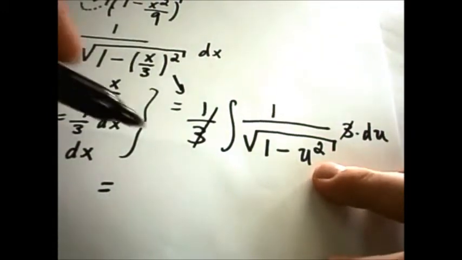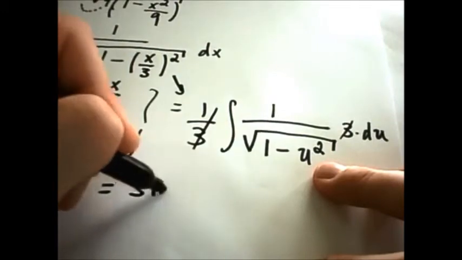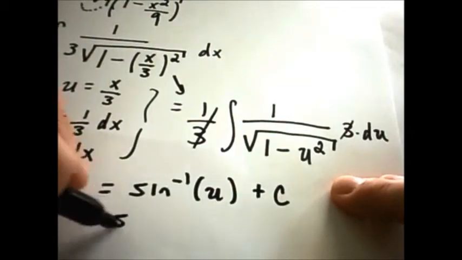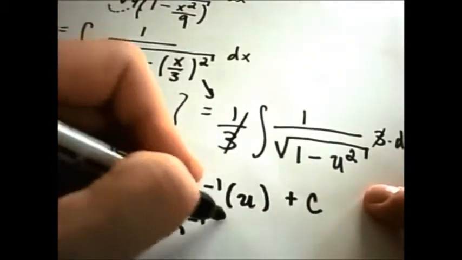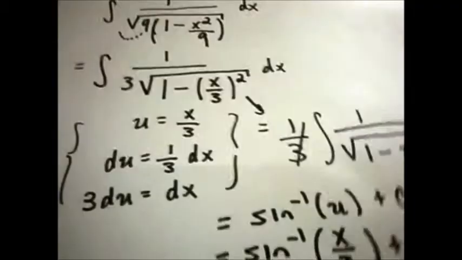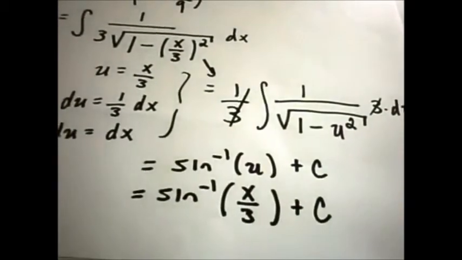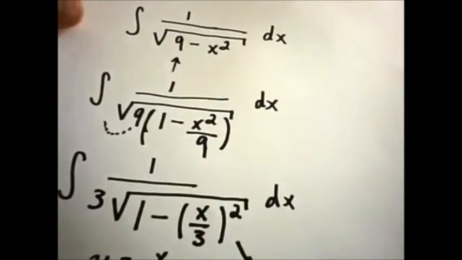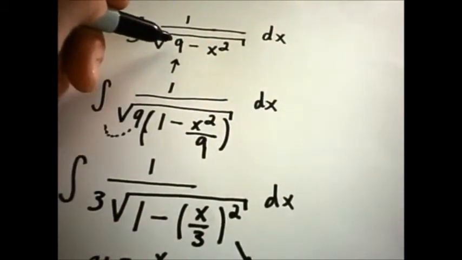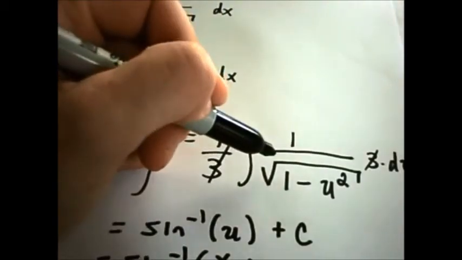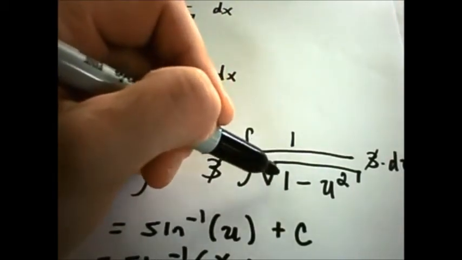Okay, remember, if you have two things being multiplied under a square root, you can take the square root of each thing individually. So the square root of the 9 is going to come out as a 3. And then I've got 1 minus x squared over 9 left. But again, I want to rewrite that as a quantity squared. So I'm going to rewrite that as x over 3 squared.